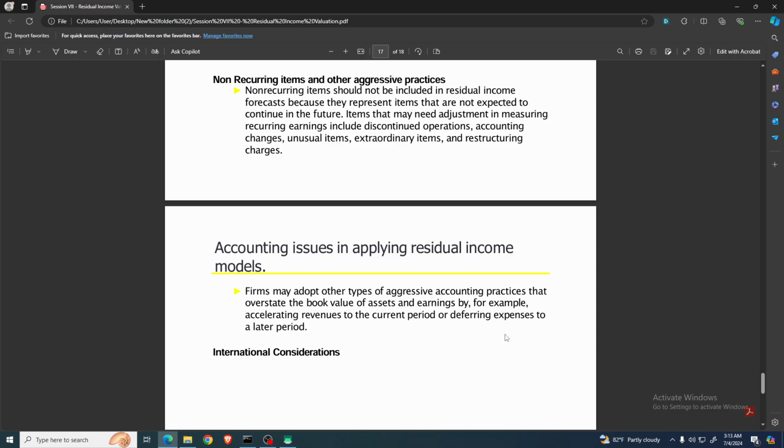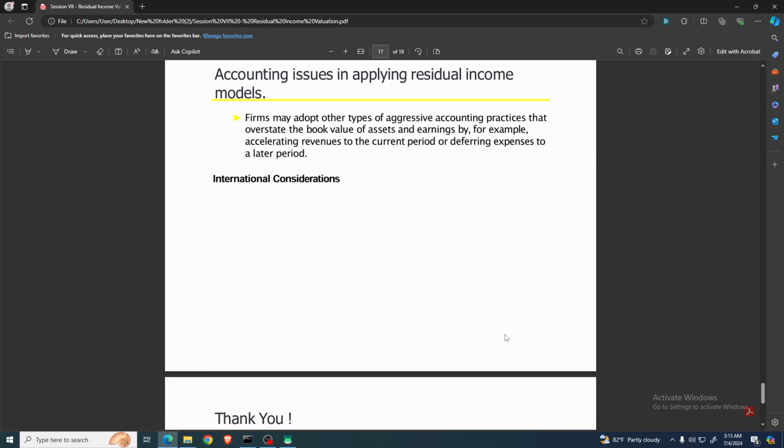So you have accelerating revenue recognition, so recording revenue before it is earned. That would essentially overstate assets and earnings, and such practices should not be incurred within the residual income approach as well. And also, like accelerating revenue recognition, you have deferring expenses. So, delaying expense recognition for future periods. The impact of those practices should not be associated with the residual income calculation as well. And then finally, you have the international considerations.